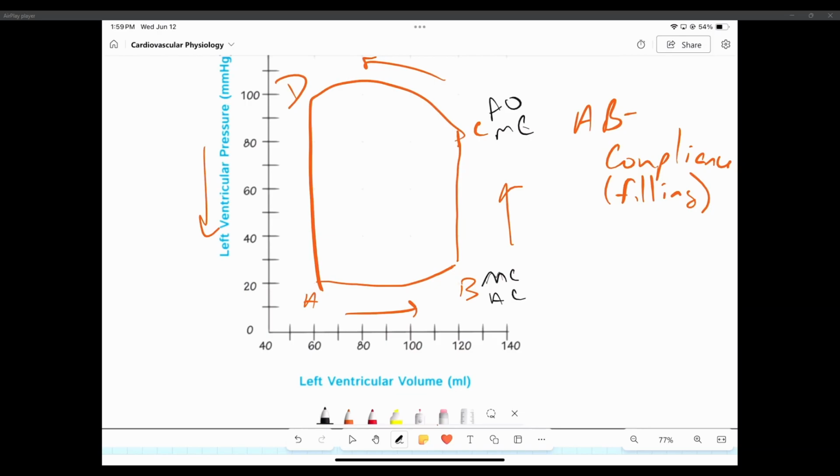So now we're moving from C to D. What is happening to our ventricular volume from C to D? It's decreasing. Where's the blood going? Aorta. It's going to the body. Remember, this is all dealing with the left ventricle. So from C to D, blood's moving. We're flowing. So aortic is open, mitral is closed. When we get to point D, what's our valve situation now? Everything's closed.